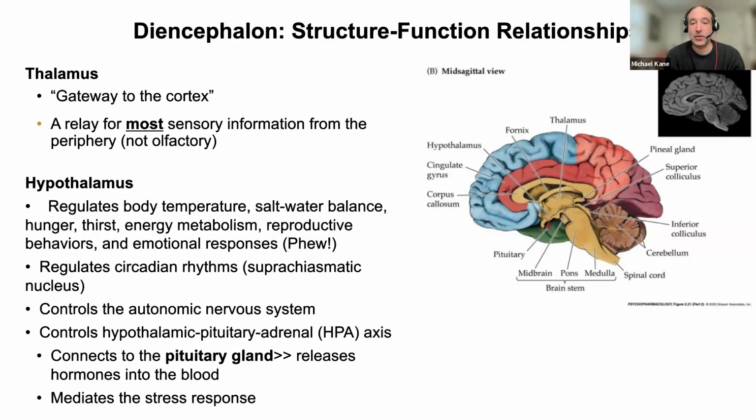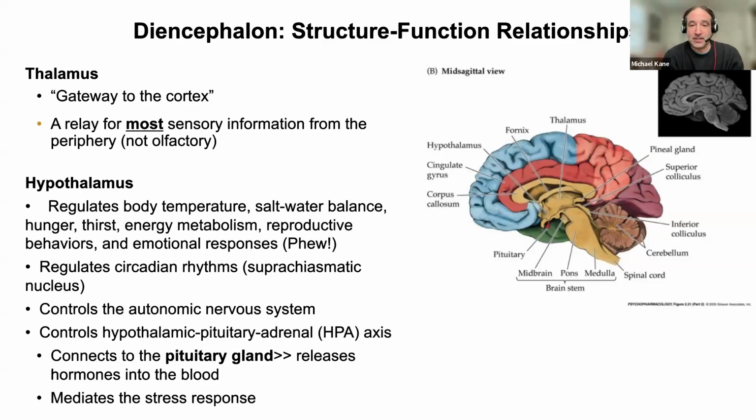And we call this a gateway to the cortex because most sensory information that comes in from the eyes, from the ears, as well as from the skin, is going to relay through this thalamus before it gets sent into those cortical areas that we just spoke about.